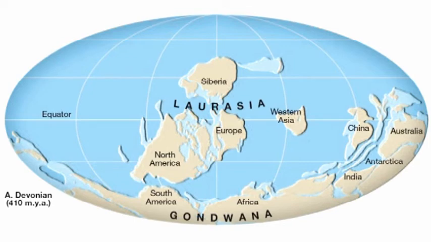Here's what we're looking like. So you have Laurasia, which includes North America, up here near the equator. We've kind of shifted down a little bit here. And then Gondwana down here on the bottom.